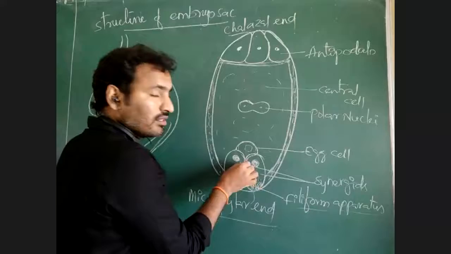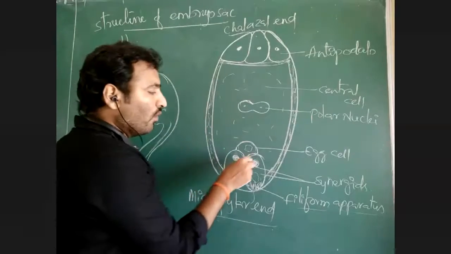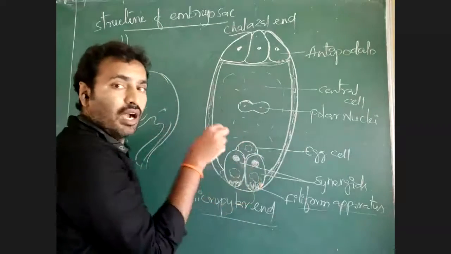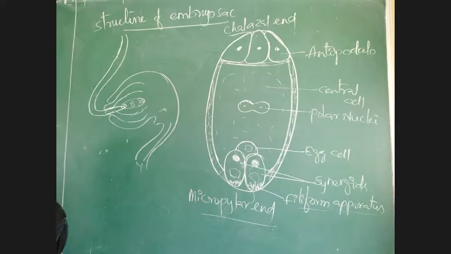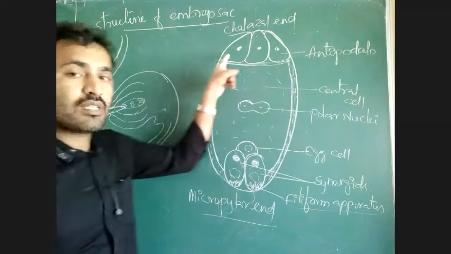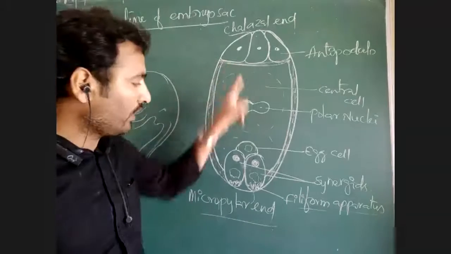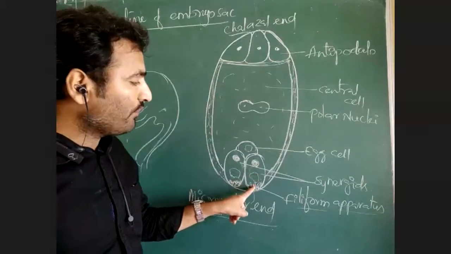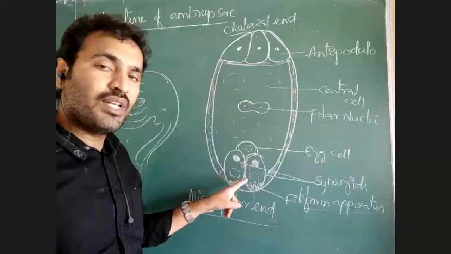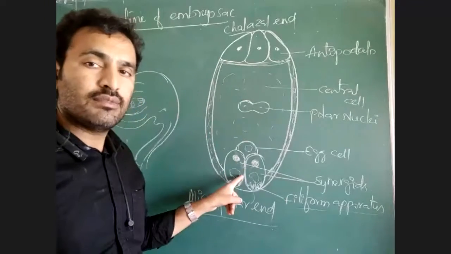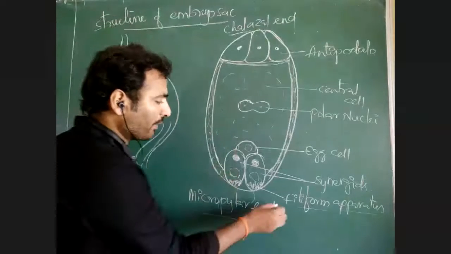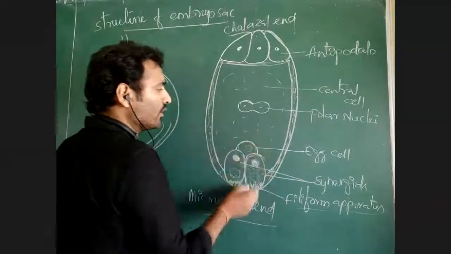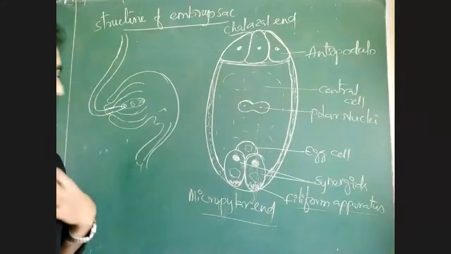Okay, so synergids help in the entry of the pollen tube. One synergid will degenerate at the entry of the pollen tube, and the second synergid will degenerate after the entry of the pollen tube. So two synergids are degenerating. Antipodals are also degenerating. Okay, then the filiform apparatus is there. These synergids and the filiform apparatus together help in getting nutrition for the embryo sac. So this filiform apparatus is responsible for the transport of food inside the embryo sac from the ovary.